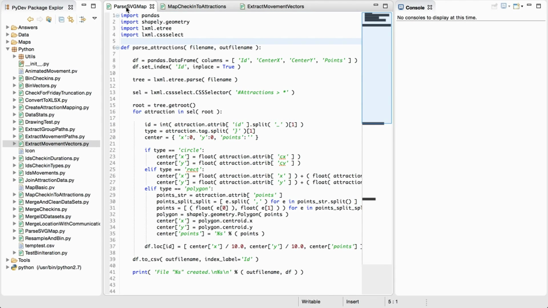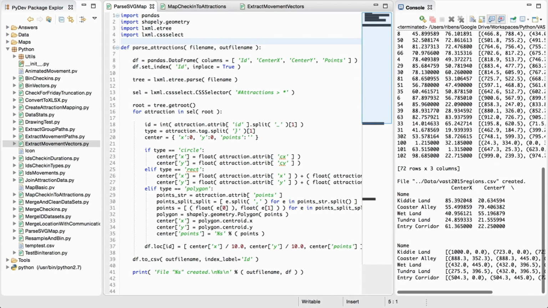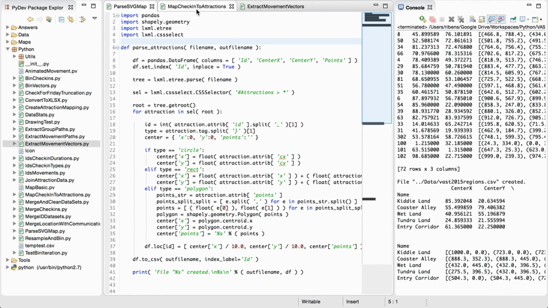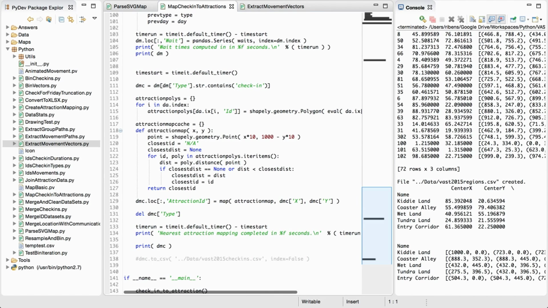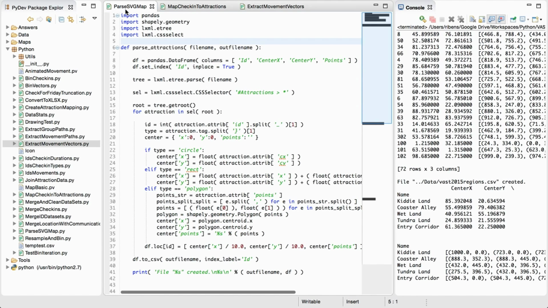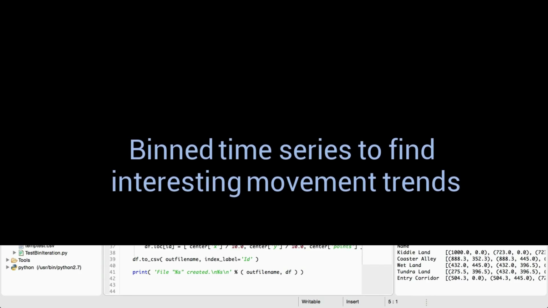Python was used to do a lot of the specialized data manipulation and analysis of the spatial aspects of the data, including mapping positions to the nearest attraction, measuring the distance traveled and the speed of each visitor, and calculating the times visitors spend at each attraction.